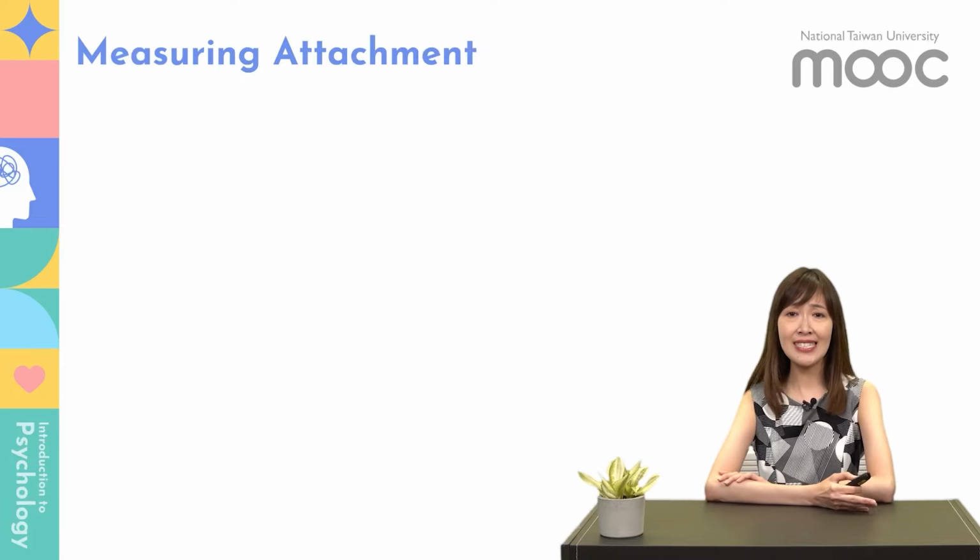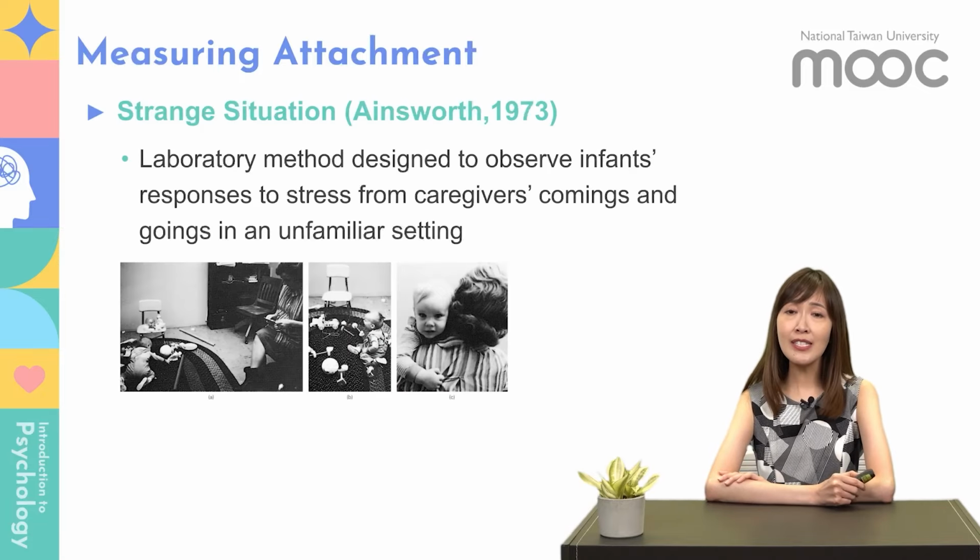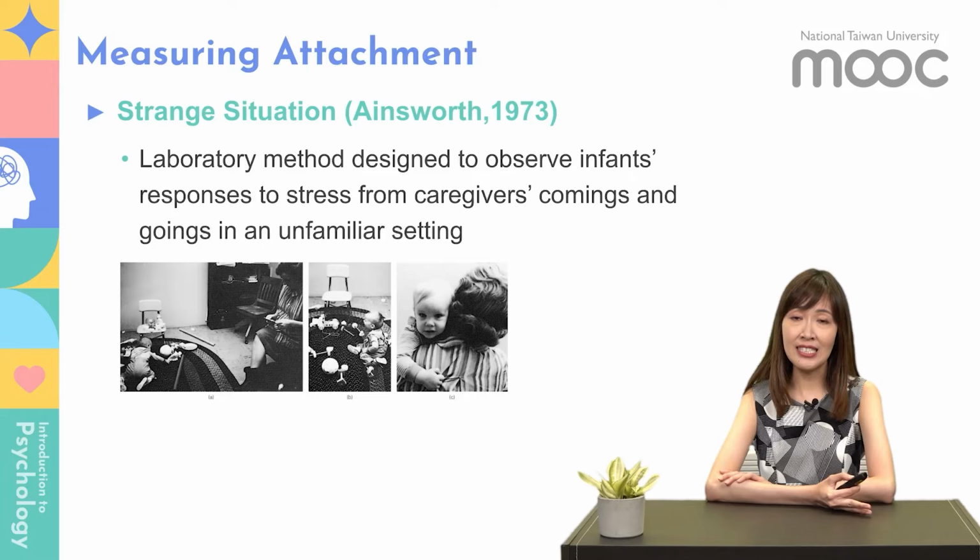But then how do we study this? Well, there was a researcher called Dr. Mary Ainsworth. She conducted the strange situation experiment. So she recruited babies and their caregivers, usually their moms, to the lab. And she asked them to play in the room. So she asked the mom to leave the room and then return. And then she observed the baby's reactions.